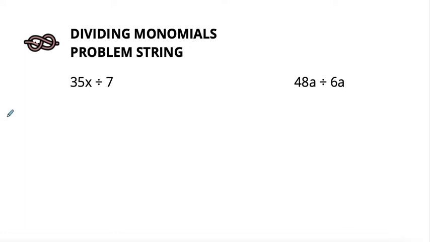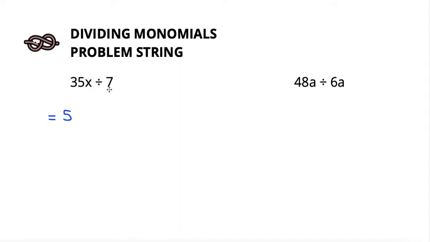So now let's take a look at dividing monomials. So just like we did with multiplying monomials, we want to look at the coefficients first. So I have 35 and I'm going to divide it by 7. So 35 divided by 7 gives me 5. I know that from my multiplication tables or my multiplication facts.